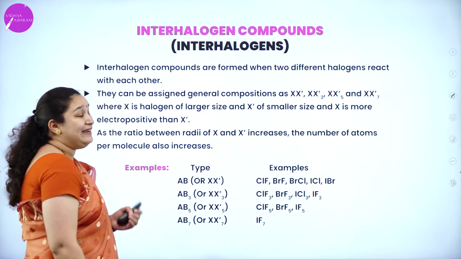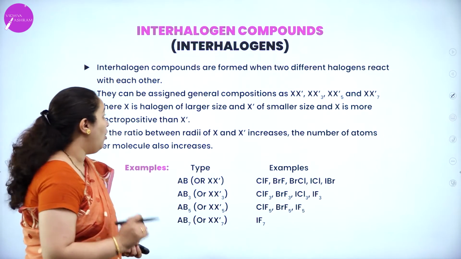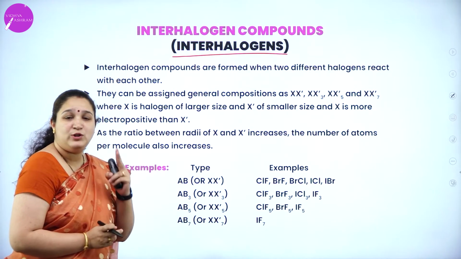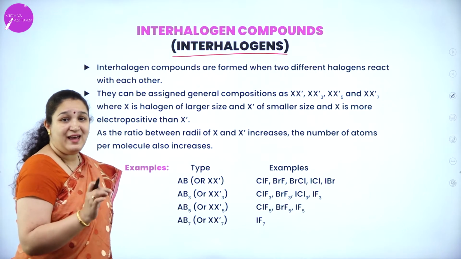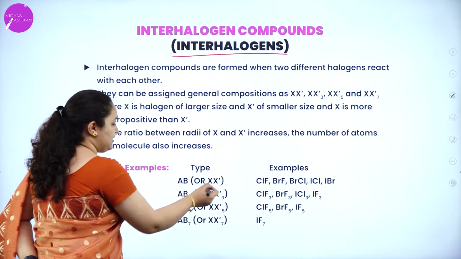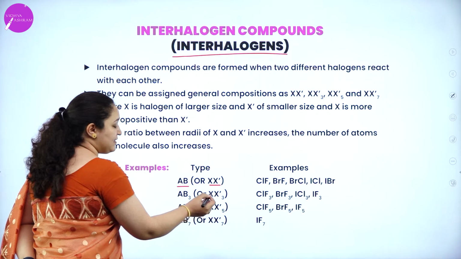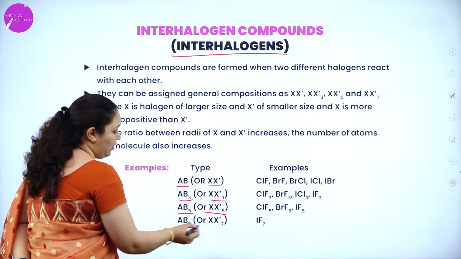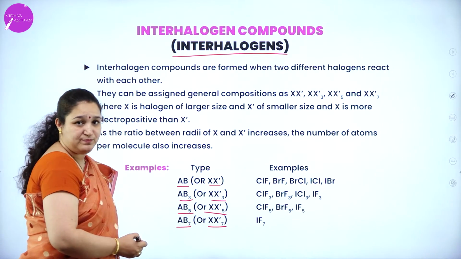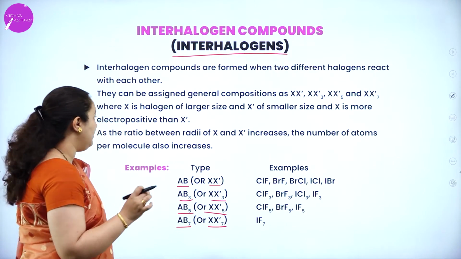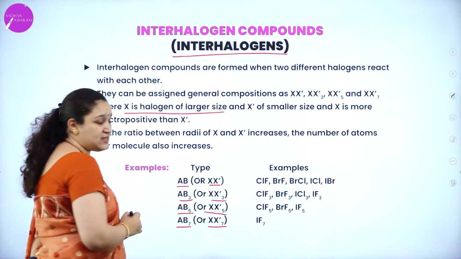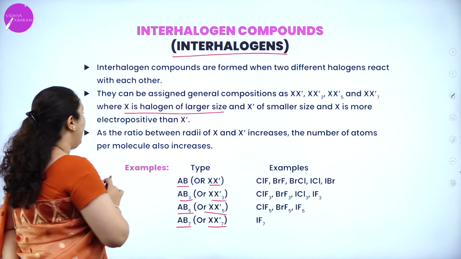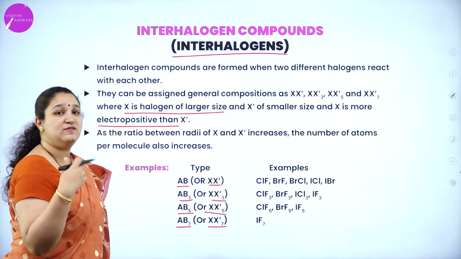Next, we are learning about interhalogen compounds, or interhalogens. Interhalogen compounds are formed when 2 halogens react with one another. They have a general formula of XX' or AB, or XX'3 or AB3, or XX'5 or AB5, or XX'7 or AB7, where X is the halogen which is larger in size and X' is the one of smaller size. Also, X is more electropositive than X'.